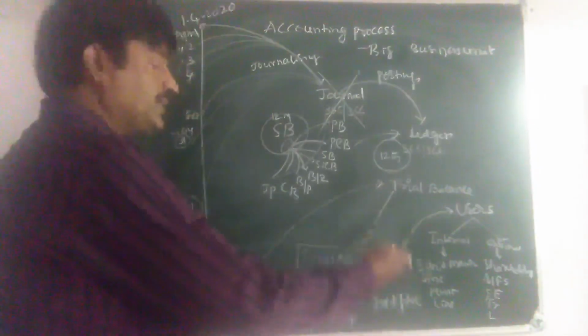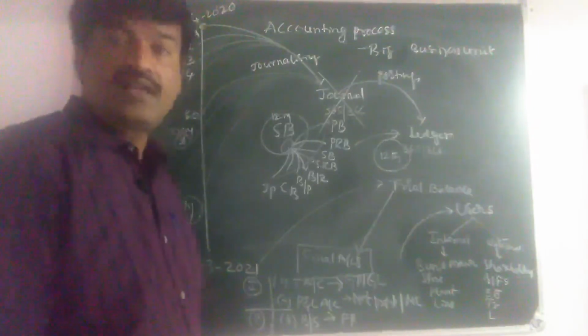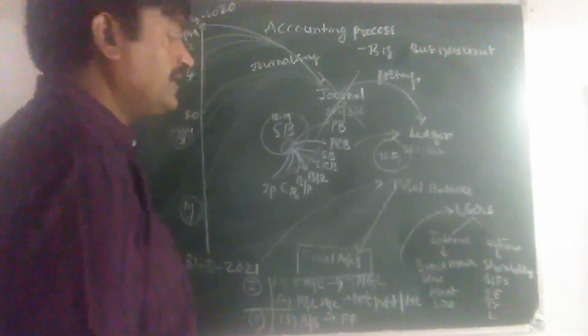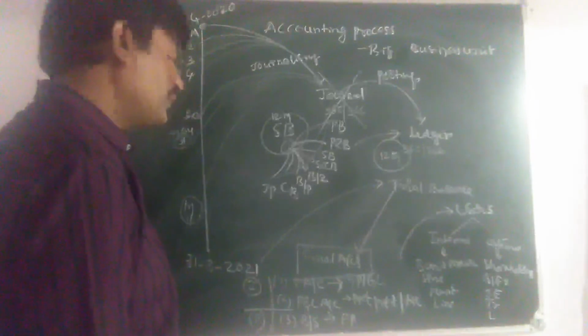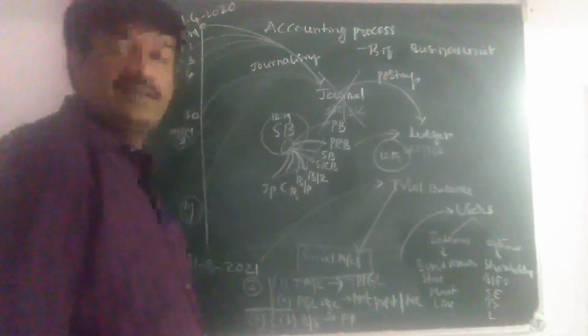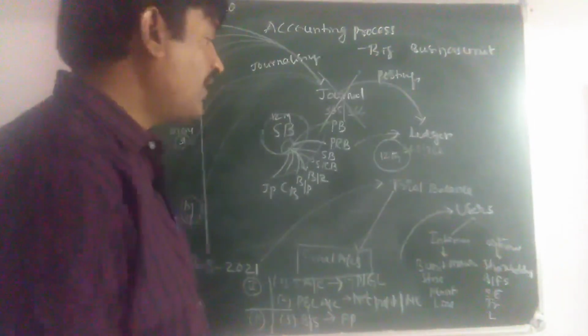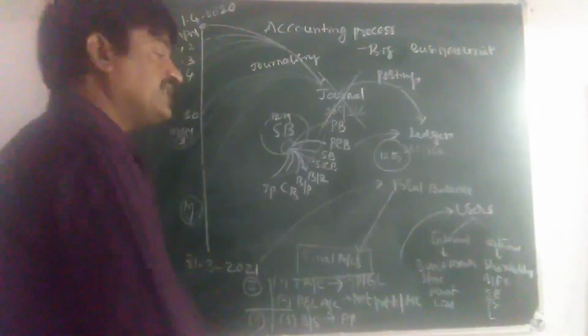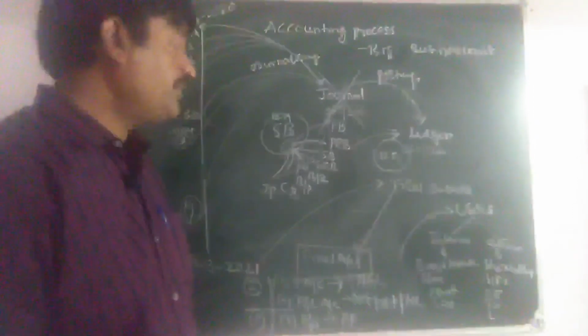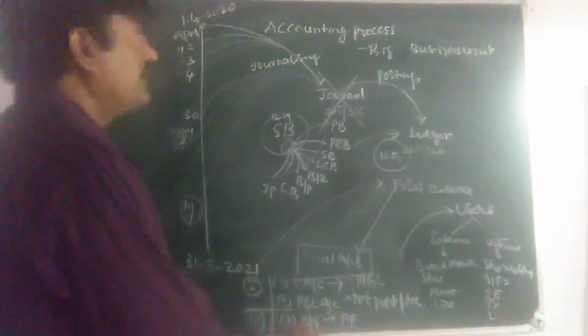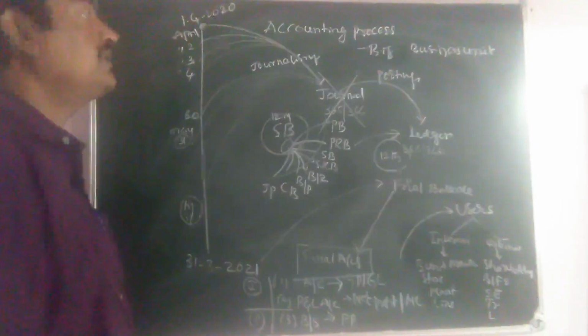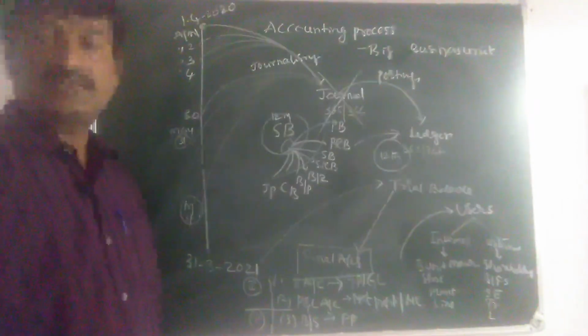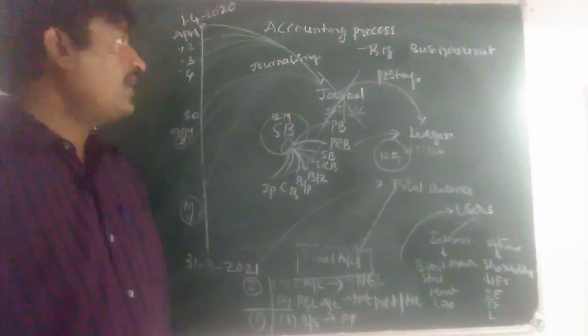So users are of two types, internal and external, and internal and external users are using our results for the purpose of taking sound decisions in the business. So this is the process of accounting in respect of small and big business units.